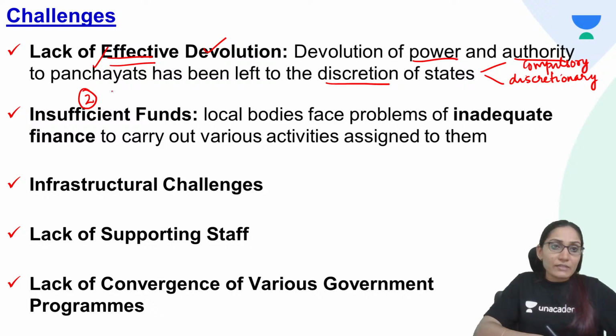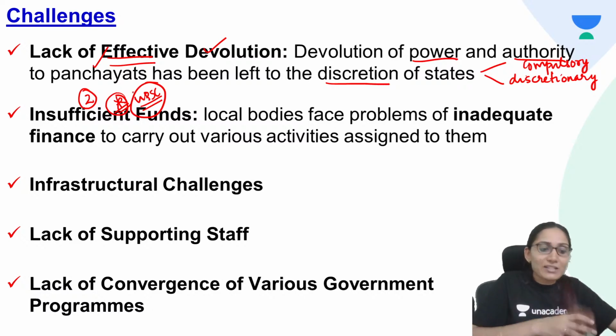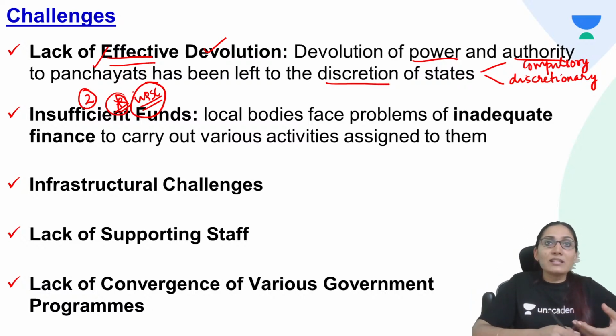Second one is insufficient funds, and this was one question asked by UPSC previously in the mains examination. I don't exactly remember the statement UPSC had asked, but the sum and substance of the question was that the Panchayati Raj institutions and the local governments, panchayats and municipalities, are much dependent on the state government for their financial resources, just as the state governments are dependent on the central government. Similarly, the panchayats are also dependent on the states, so they have inadequate funding.